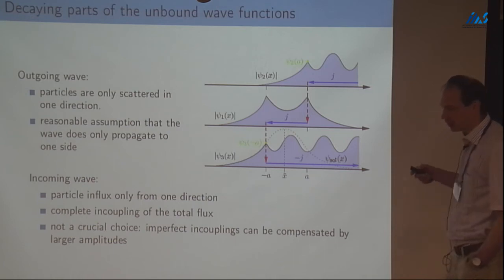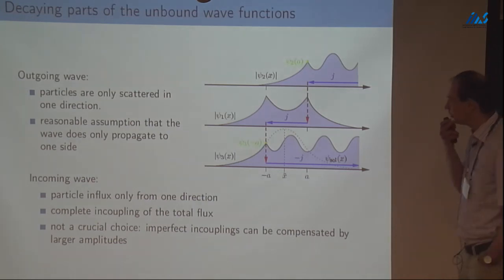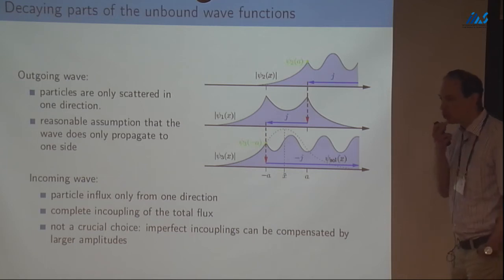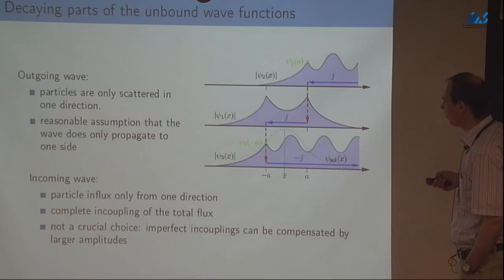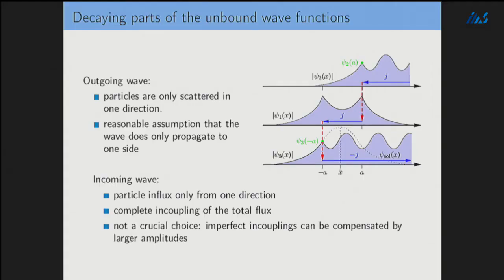But let's first discuss, do these decaying parts on one side really make sense? Is it reasonable to work with these wave functions? So of course for the outgoing wave I think this is clear and reasonable. We want to scatter the atoms in one direction, so in the other direction we should not have a probability amplitude of this condensate, of this unbound part of the condensate wave function. So I think it is reasonable to assume that this appears.